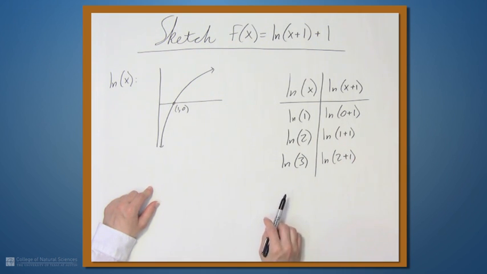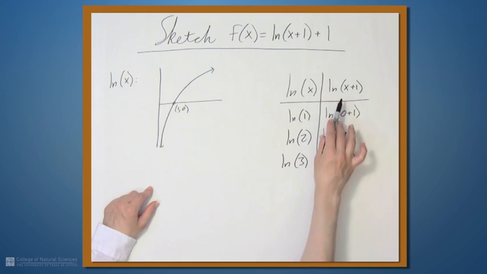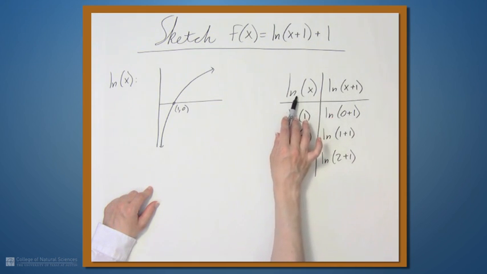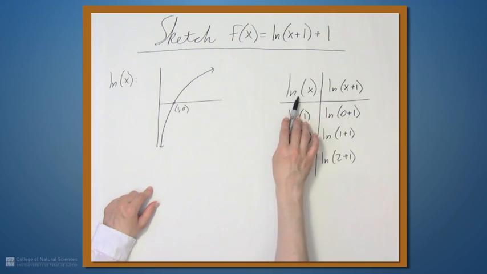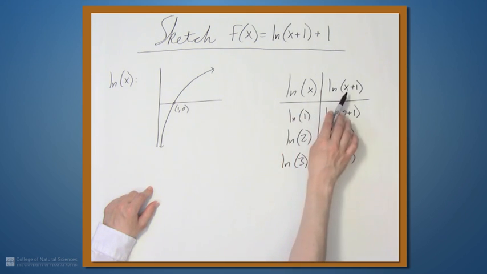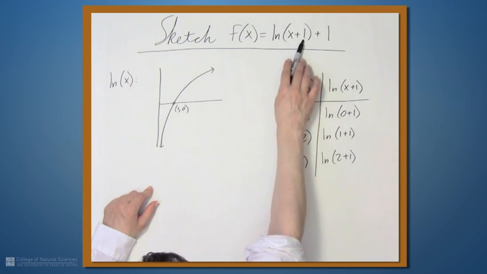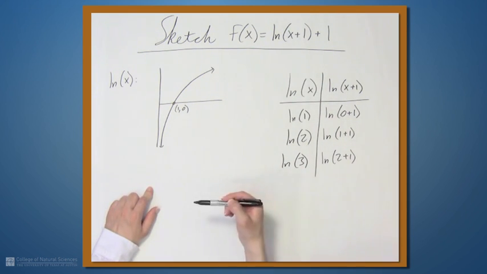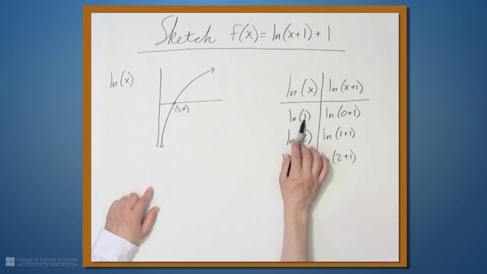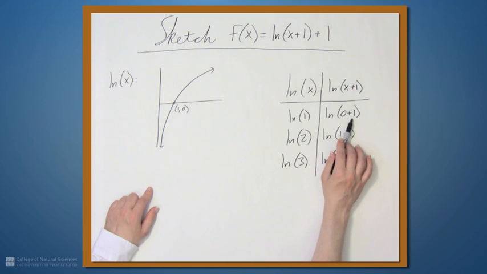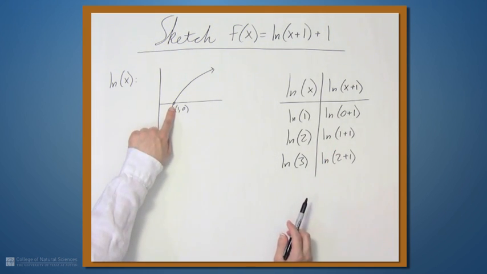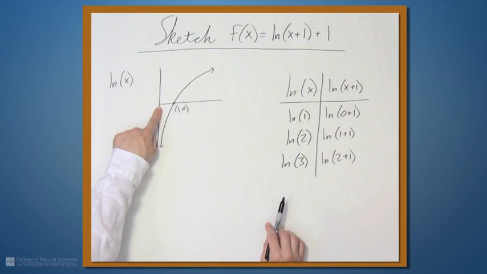So when you plug in 0 for x, it behaves like natural log of x does at 1. If I plug in 1, it behaves like natural log of x at 2. Plug in 2, it behaves like natural log of x at 3. So everything happens to this function a little bit earlier, exactly 1 unit earlier. It's shifted over to the left, right? Natural log of 1 is 0. When we plug in x equals 0, we get natural log of 1, which is 0. So you can see this point in particular is going to be shifted over right here.